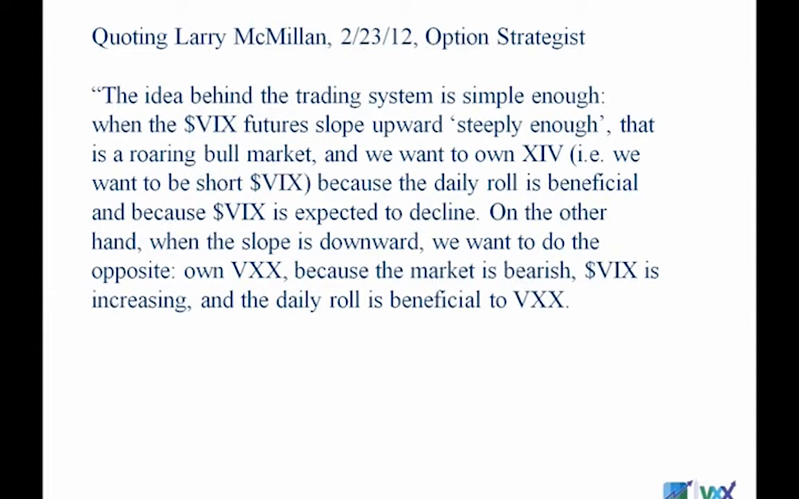That means we want to be short the VIX because that daily roll is beneficial and because VIX is expected to decline. On the other hand, when the slope is downward, like a bear market, we want to do the opposite. We want to own the VXX because the market's bearish, VIX is increasing, and the daily roll then is beneficial to the VXX instead.